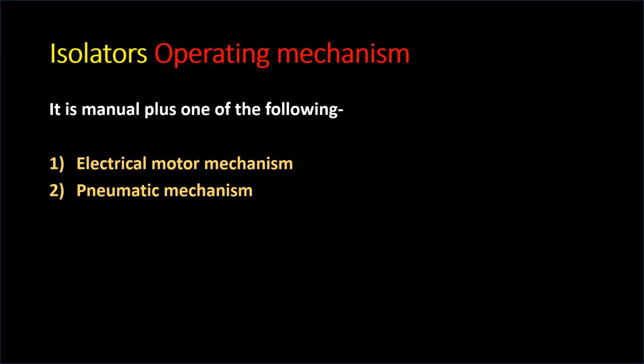You might have some doubt in your mind, like how these 3 poles are going to operate together. The simultaneous operation of 3 poles is obtained by mechanical interlocking of the 3 poles. It means there is a mechanical interlocking between 3 different phases, 3 different poles, and one common operating mechanism is there. The operating mechanism may be manual, or in addition to this you may find either an electrical motor mechanism or a pneumatic mechanism.